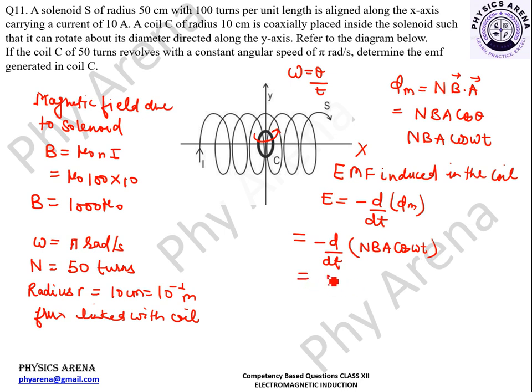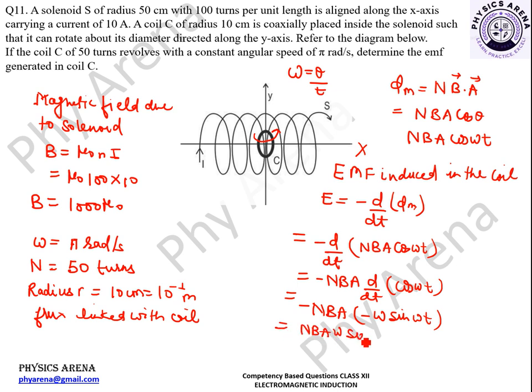So we can write it as NBA d upon dt of cos omega t. And this minus was also there. And the differentiation of cos omega t is minus omega sin omega t. So we are left with NBA omega sin omega t. This is the EMF induced in this coil C.